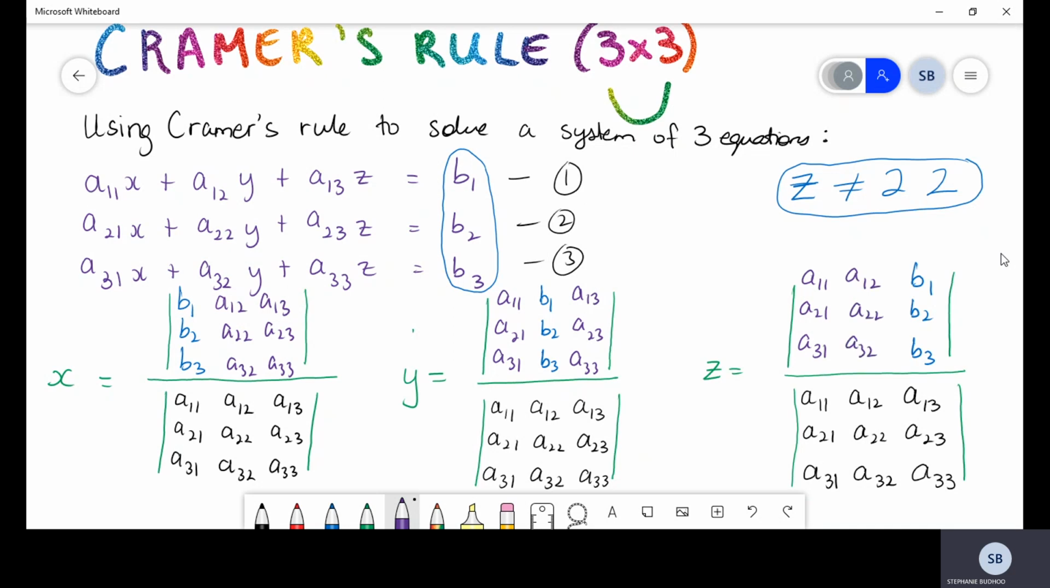Okay, so essentially, whichever variable you would like to solve for, if it's x, then you make sure that your x column, or your first column, sorry, is set to those values B1, B2, B3. If you want to find y, you set your column 2 to B1, B2, B3. And if you would like to solve for z, you set your third column to B1, B2, and B3. So guys, it's just a matter of a lot of writing, but not such a difficult process.